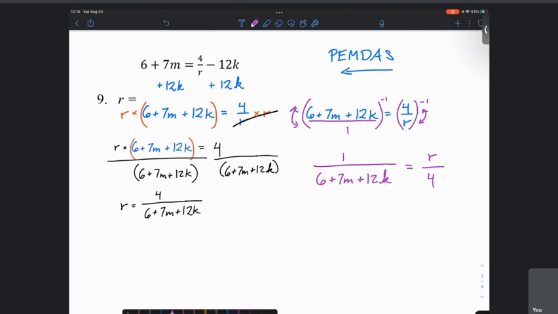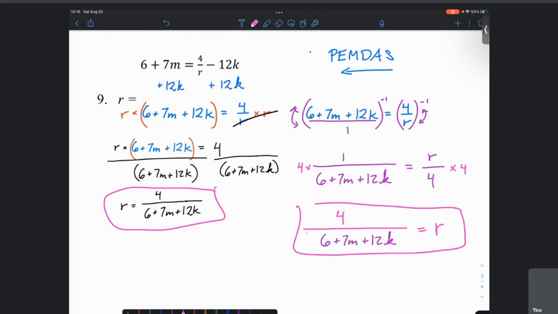And then to get rid of the 4, because it's divided by 4, the opposite of division is multiplication. So I'll multiply both sides times 4. And I'll get 4 divided by the 6 plus 7m plus 12k. And that'll be equal to r. So either way you do it, you get the same answer. And that's it.